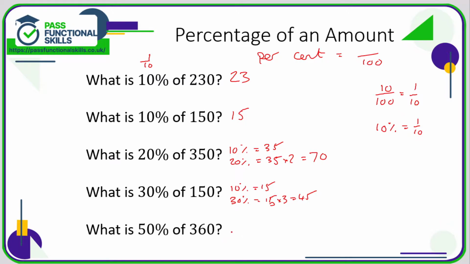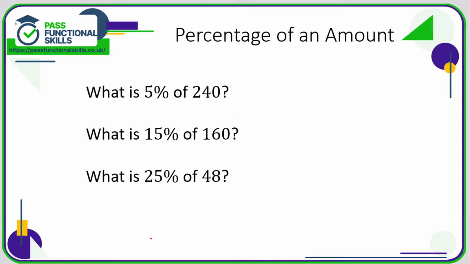For 50%, probably easier if you just remember that 50% is 1/2. A half of 360 is simply 180. I think it would be foolish to do, well, 10% is 36, 50% is 5 times 36, just unnecessarily complicated. Hopefully learn some of the basic percentage amounts. 50% is a half, 25% is a quarter, 75% is 3/4.